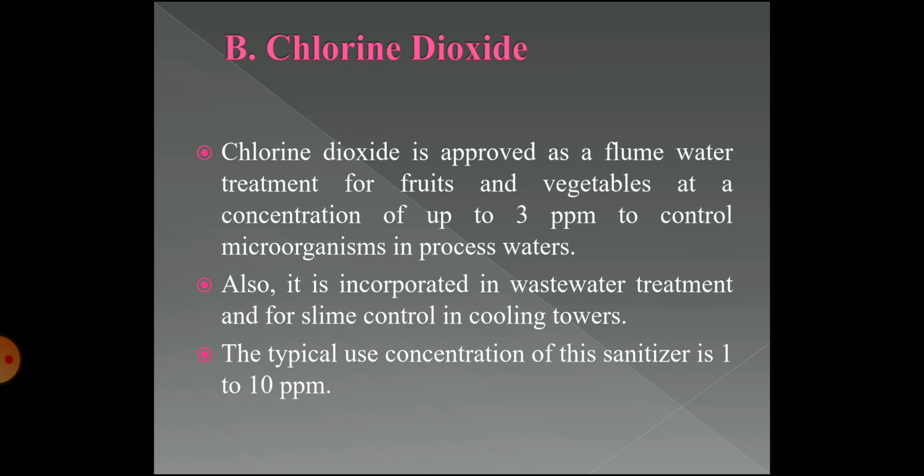Chlorine dioxide. Chlorine dioxide can be used at 3 ppm level to control microorganisms in food processing plants. Also, it is incorporated in wastewater treatment for slime control in cooling towers, and the typical use concentration of this sanitizer is at 1 to 10 ppm level.